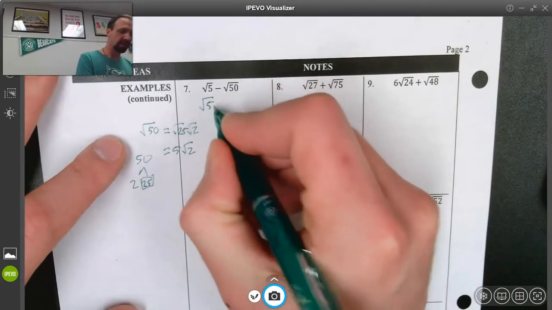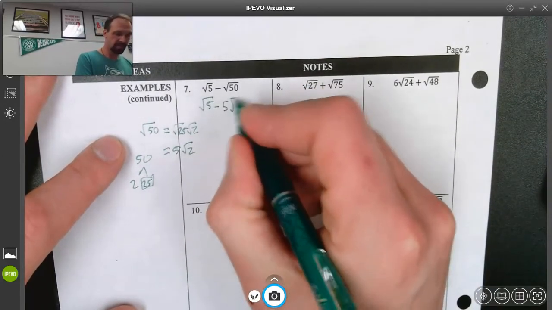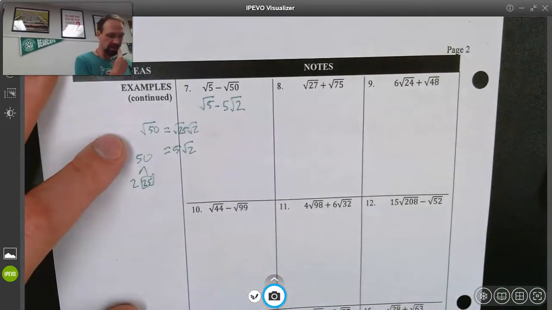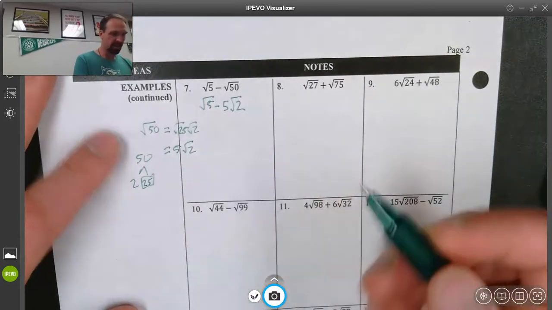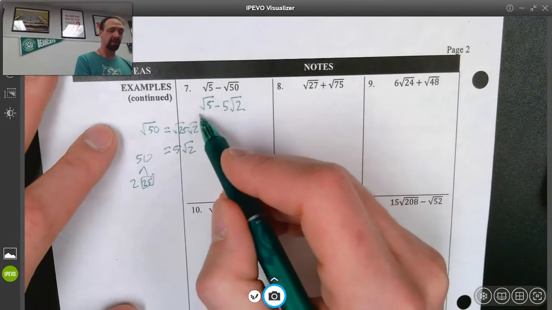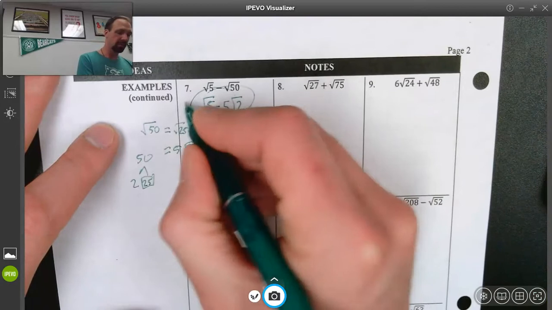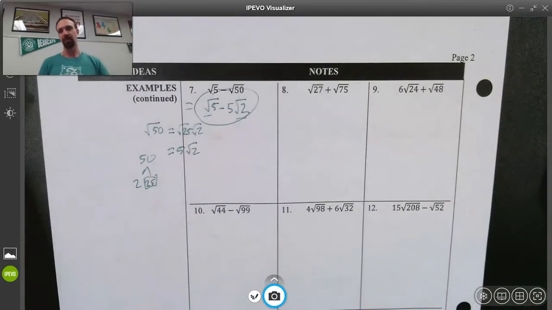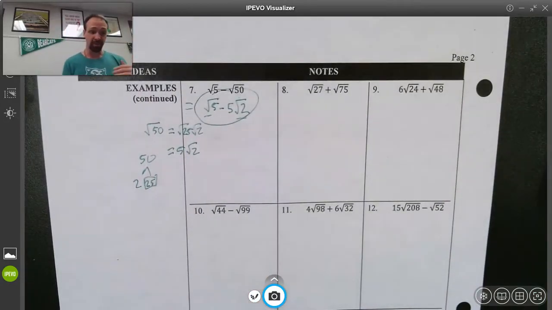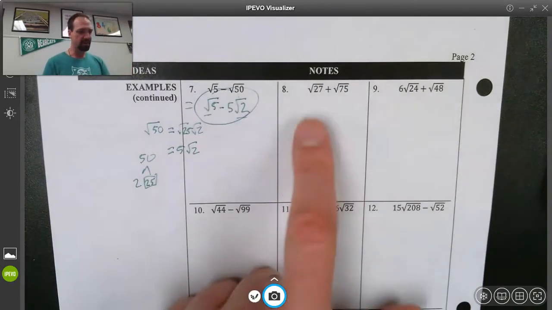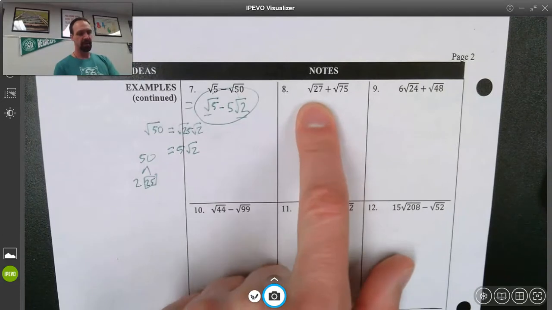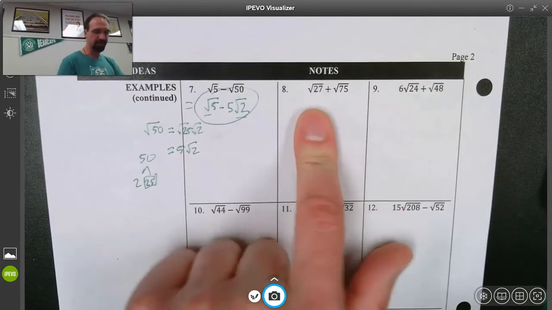So square root of 5 minus 5 radical 2. Now we can check and see, do these have the same terms? No, they don't. So then we are done. So that is it for that one. So you do have to be mindful. We do have to see if these simplify down. They might actually simplify down, and then we can subtract them, or add them, or combine them. That's a better word to use.